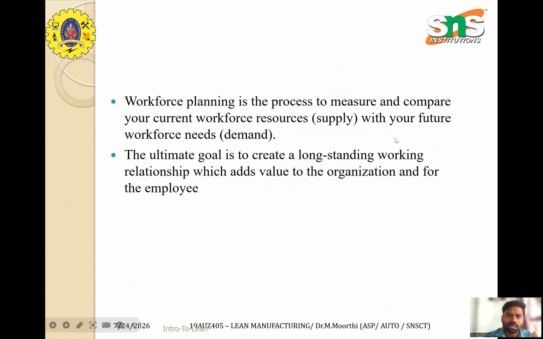So these leadership qualities and workforce planning really motivate the person to take the industry to a good place. Thank you.